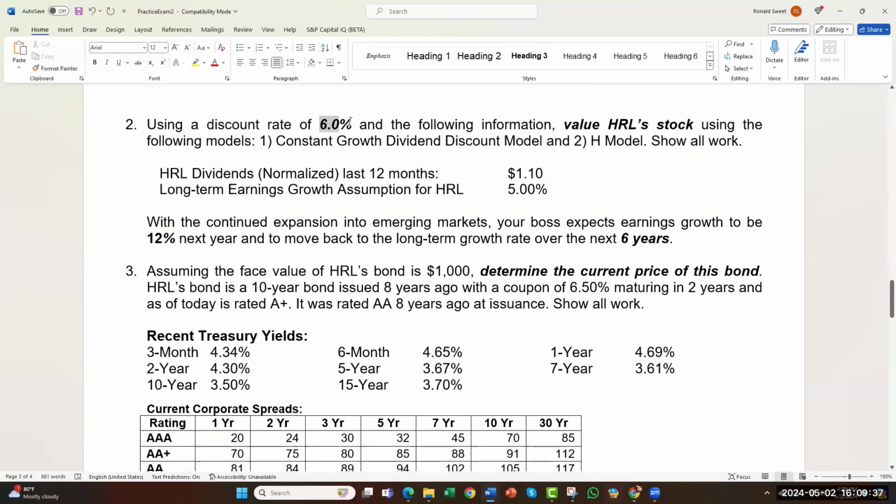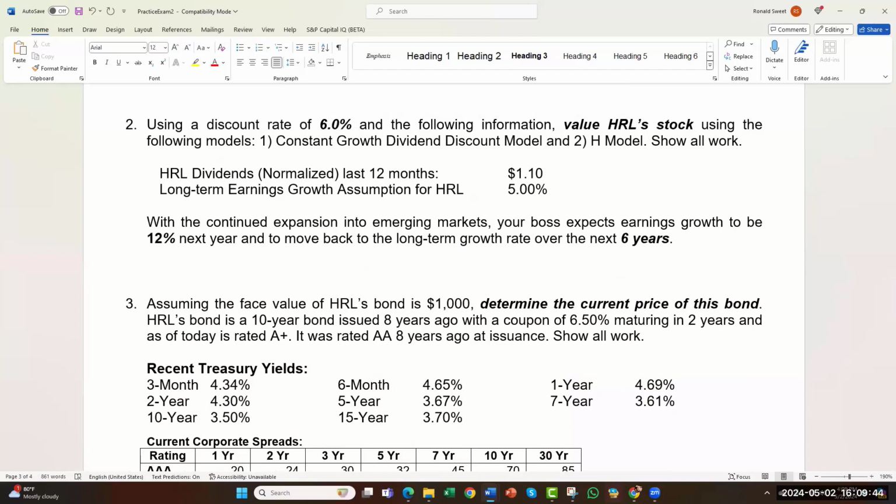Second question, I give you the discount rate. And since I give you a discount rate, this should be an easy problem. In fact, probably 80% of the class gets 100% on this one, because this is just plugging numbers into a formula.